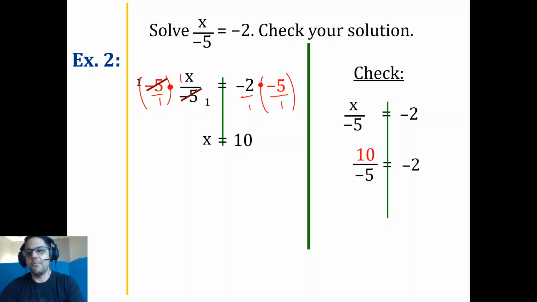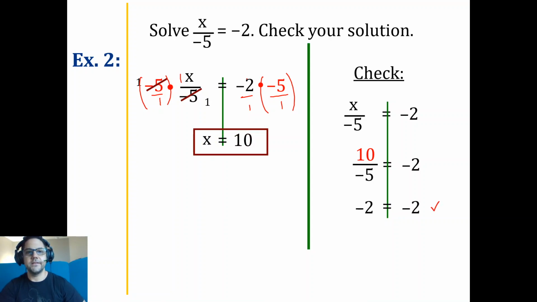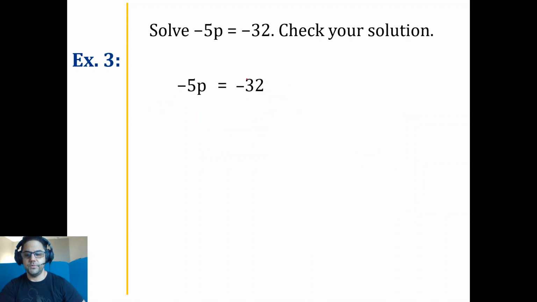Now again, some of you may be wondering, why do I keep checking? It's really designed for when they get more complicated. So if you can practice the checking now, you'll be even better when the equations get more complicated. Positive 10 divided by -5 is -2. Everything checks out, so that is our answer.